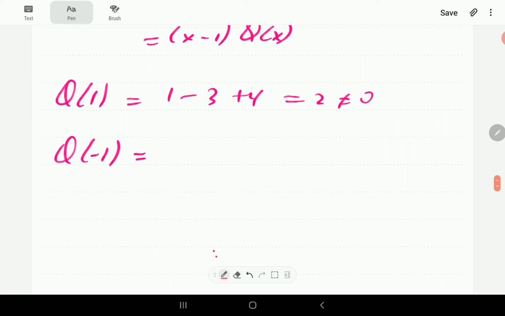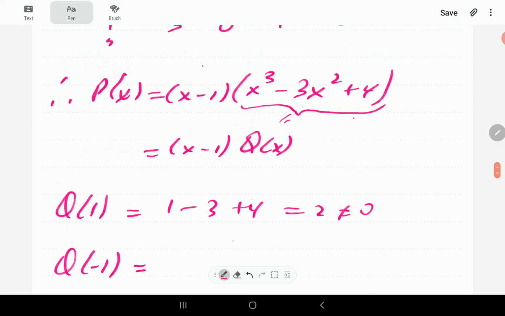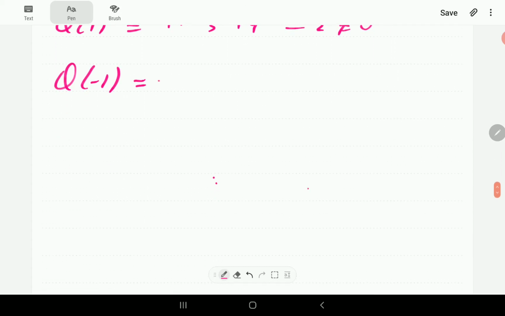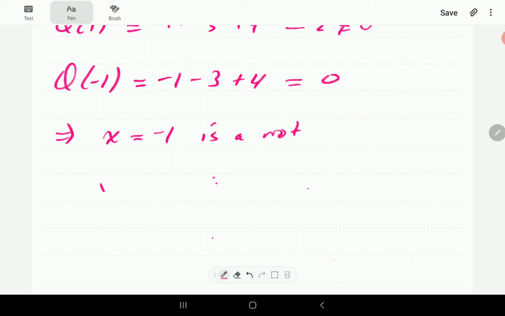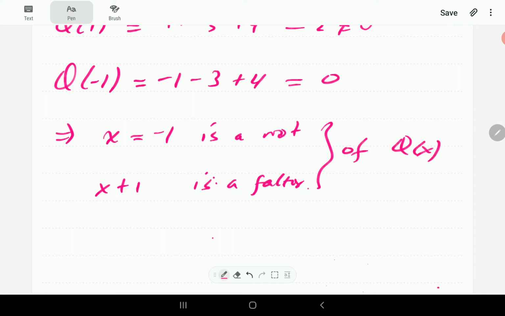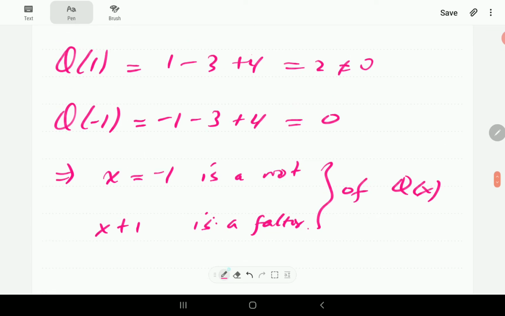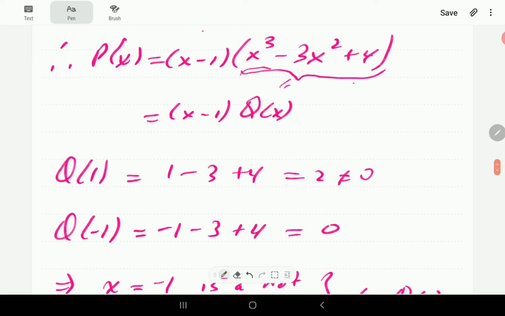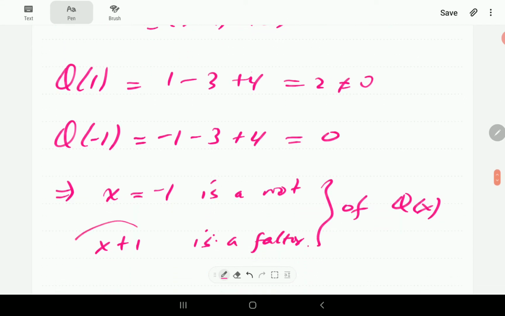Then we go to -1. We plug in -1 here. It's going to give us -1 minus 3 plus 4. This is now working out to 0. So this is telling us that x equals -1 is a root of q of x. Then again, taking the -1 to the left hand side, this tells us that x plus 1 is a factor of q of x. So that means we can divide this q of x by x plus 1.